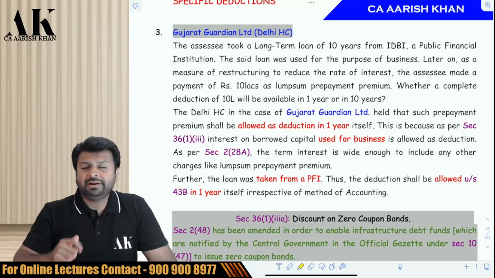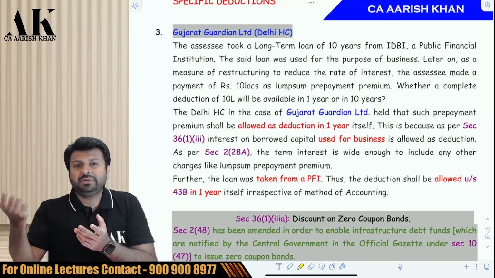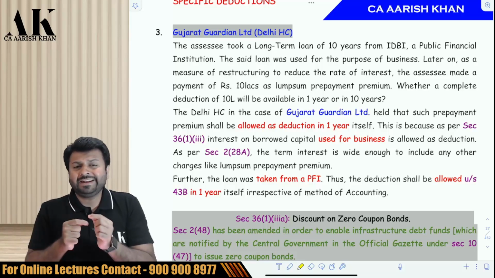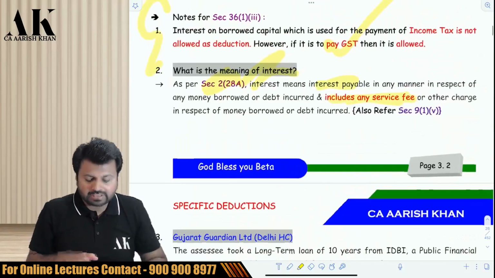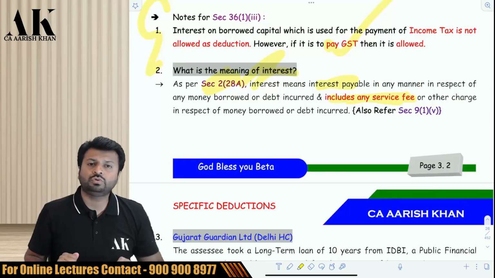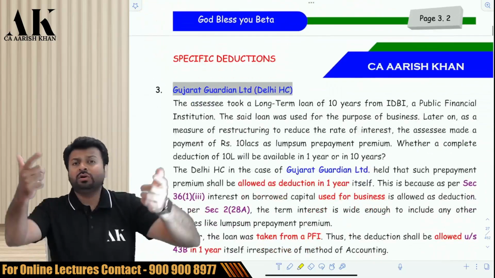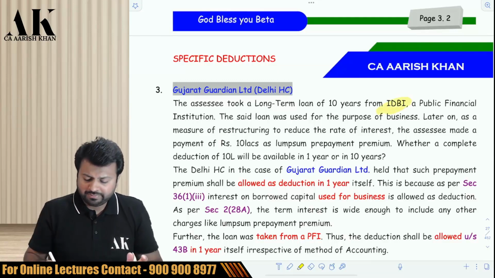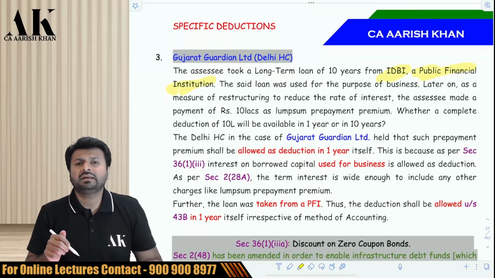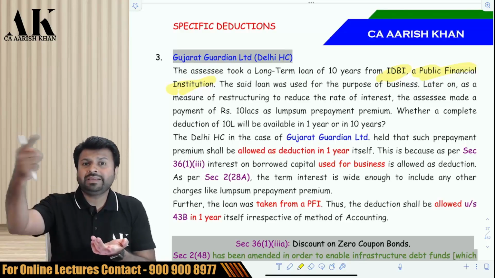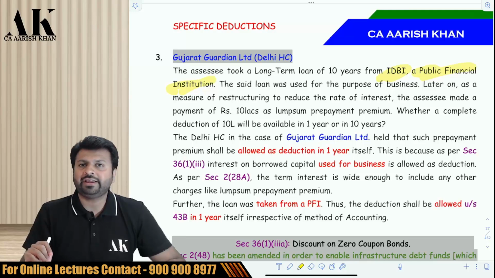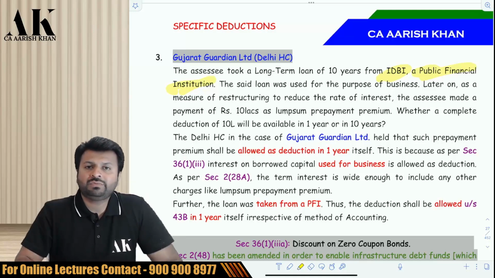What is the nature of this payment? This payment is a lump sum prepayment, which is in relation to debt borrowed. So, if it is in relation to debt borrowed, can it be called interest? Yes, it can be called interest as per the definition in section 2, clause 28A. So, if the loan is borrowed from a public financial institution, IDBI, as you can see over here, IDBI is a public financial institution, and the payment of 10 lakh can be categorized as interest as per section 2(28A), then it shall be allowed as a deduction in one single year.